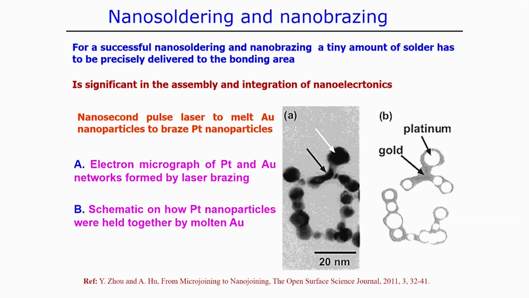gold particle. So, here if we see that very precisely, if it is possible to put the gold particle in between these platinum particles, they can be joined with the application of even a nanosecond pulse laser. Of course, there is scope for using femtosecond lasers, where we can more precisely control the source of the heat. So, it is also possible to use femtosecond lasers to create that kind of nano joining, nano soldering or nano brazing technologies.